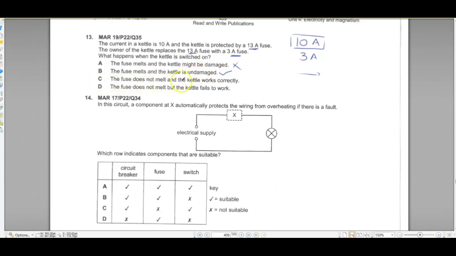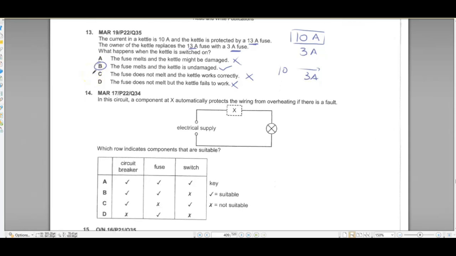Okay? The fuse does not melt. No, the fuse has to melt because there is a 10 ampere current coming and the 3 ampere fuse is over there, so the 3 ampere fuse is going to go, and after that the electricity is not going to go through this fuse. Okay? The fuse does not melt but the kettle fails to work. No, the fuse is going to melt and the kettle is not going to work. So B is the correct answer for this.